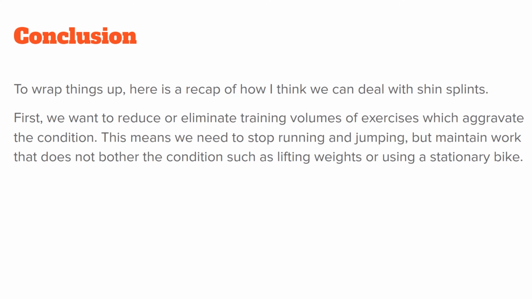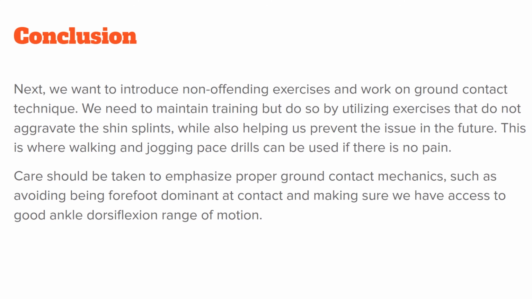First, we want to reduce or eliminate training volumes of exercises which aggravate the condition. This means we need to stop running and jumping, but still do things like maybe lifting weights or using a stationary bike if those things do not aggravate the condition. We want to maintain training volumes as much as possible, but completely eliminate the things that are causing the problem, and then slowly replace that with activities that allow you to move similar to that main activity, but without causing pain. Next, we want to introduce non-offending exercises and work on ground contact technique.